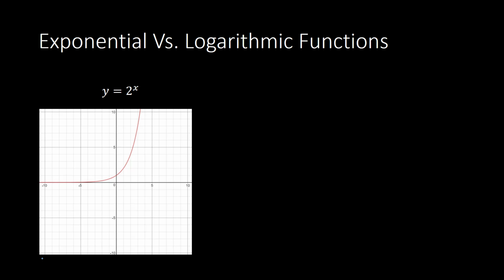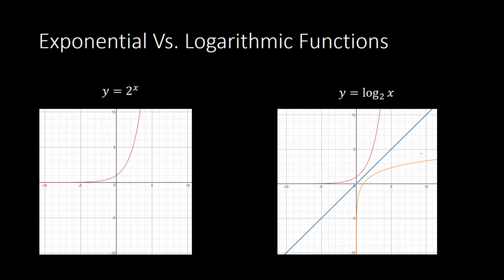But remember, we said that inverse functions will be reflected across the line y equals x. So here we have y equals 2^x, and if you were to graph the line y equals x right here, and then reflect the exponential function across that line, we're going to have the inverse function, which is what we call a logarithmic function.